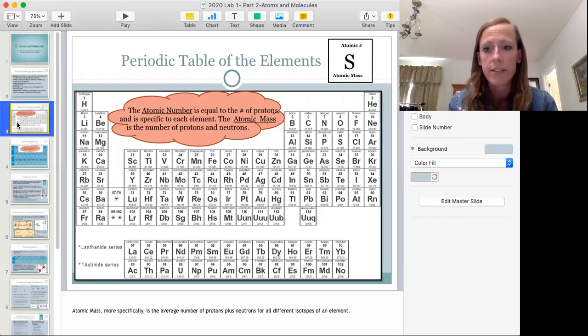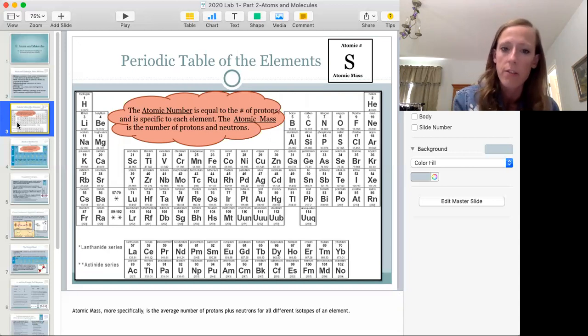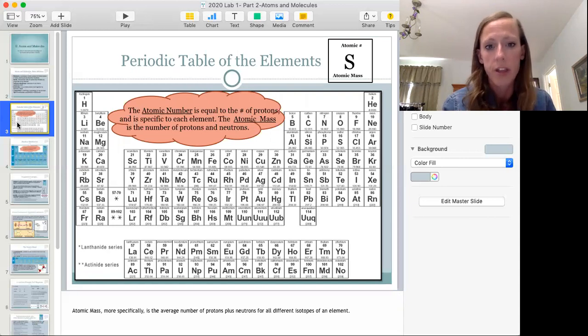You will find this in your lab manual, in your textbook, online. It's obviously here in the presentation. You can really access it anywhere, but you need to know your way around it, and you need to know what information you can find from a periodic table of the elements.